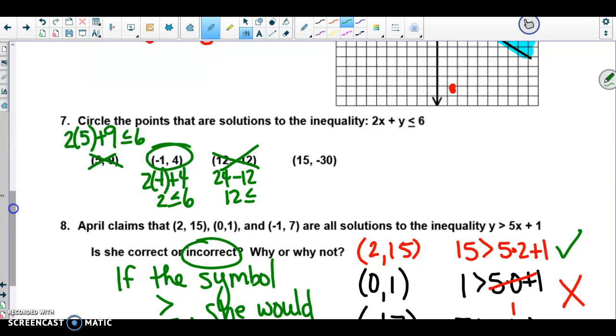And then finally, the last one, 2 times 15 is 30. Minus 30 would give us 0. So is 0 less than or equal to 6? Yes, it is. And that's why that one works.